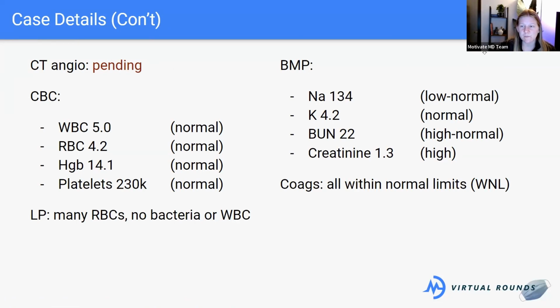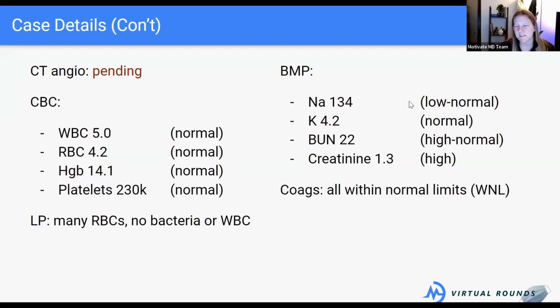For his BMP, or the basic metabolic panel, his sodium is a little bit on the low end. I guess I should have put this, but the normal range for sodium is 135 to 145. So he's just right on that borderline of it being a little bit low. And then his BUN is also slightly elevated and his creatinine is high. So BUN and creatinine are both kidney markers and markers of your kidney filtration function. And with these being a little bit elevated, we would maybe suspect that he also has some underlying kidney disease. But that really doesn't tell us much about his neurologic problem.